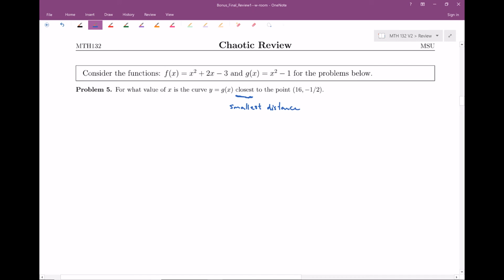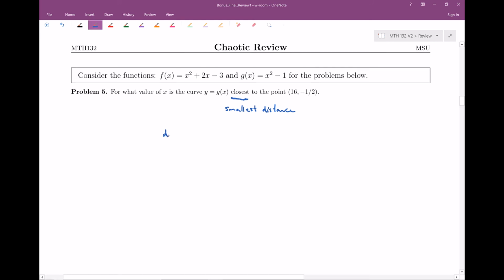Okay, so if I want to minimize distance, I better have a distance formula. So let's go ahead and break out our distance formula. Originally your distance formula is given by the square root of (x2 minus x1) squared plus (y2 minus y1) squared. And again, this is all under our square root here. This is meant to be the distance between the point (x1, y1) and (x2, y2). So that's our distance formula between these 2 points.